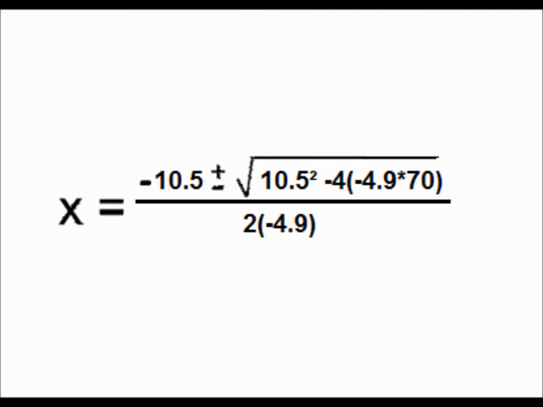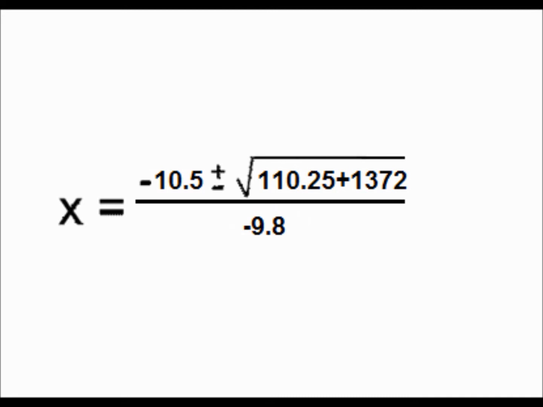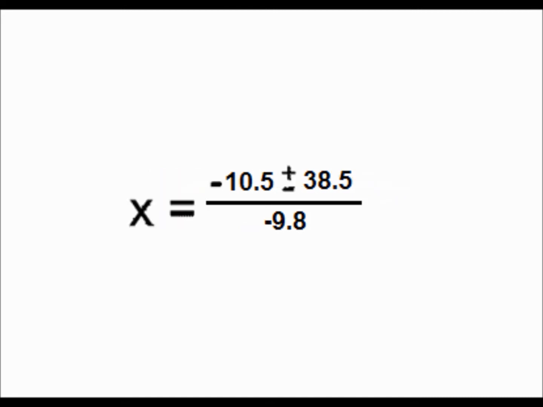First, we multiply negative 4.9 with 70. Then, we'll multiply it by negative 4. This gives us 1,372. We also squared 10.5, which gives us 110.25, and multiply negative 4.9 by 2, which gives us negative 9.8. After adding 110.25 and 1,372, we square root this value, which gives us 38.5. We choose to subtract this value from negative 10.5. Then, we divide it by negative 9.8.